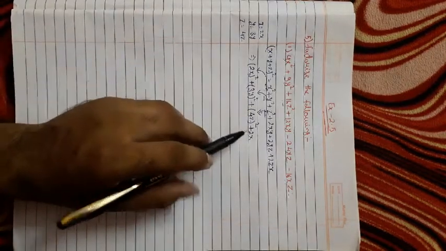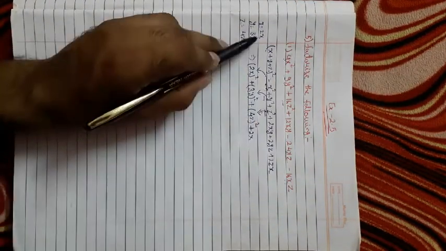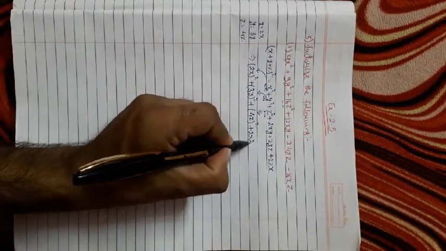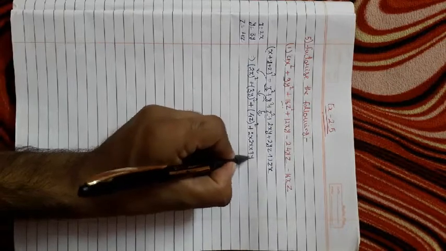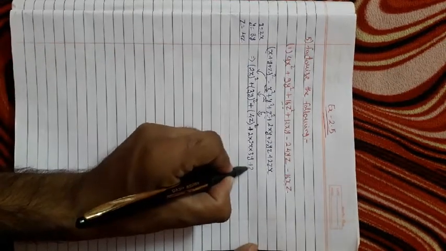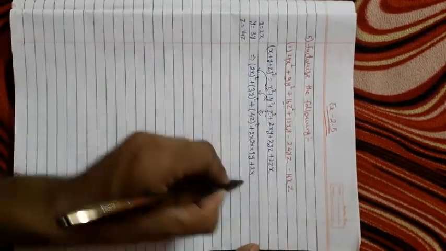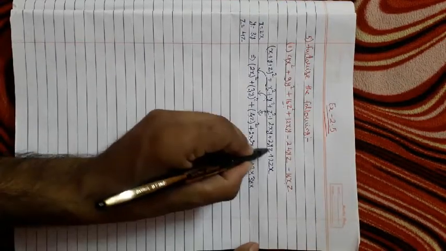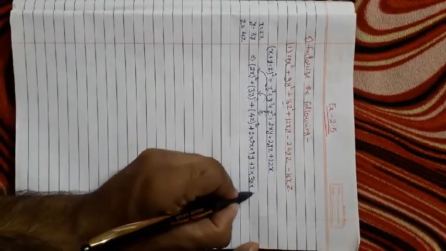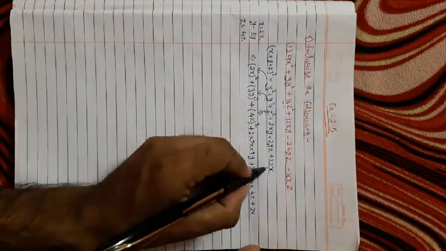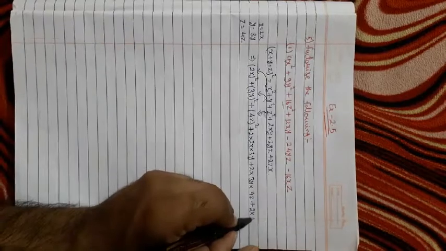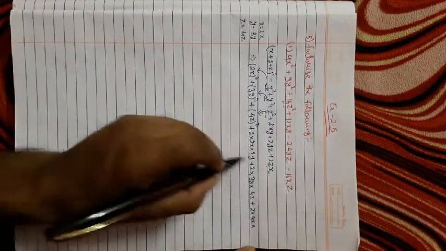Now the first term: 2 as it is, and instead of x I take 2x. Then instead of y I take 3y. Plus I have 2 into y, so instead of y I take 3y, into z, so instead of z I take 4z. Plus 2zx, so 2 into 4z in the place of z, into x, which means 2x.